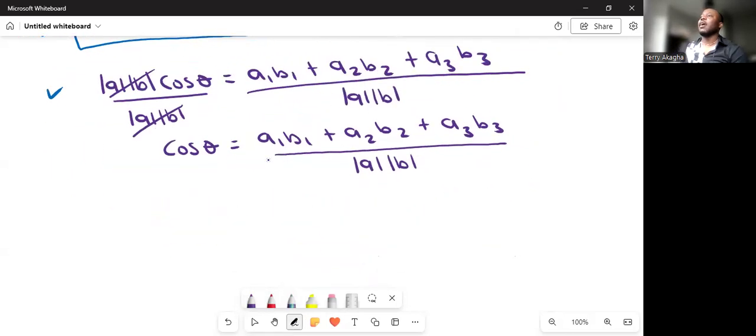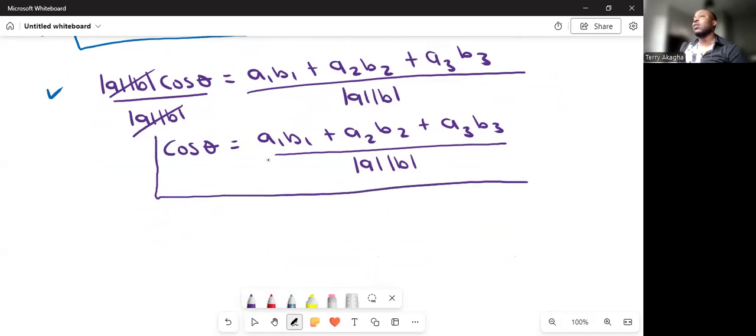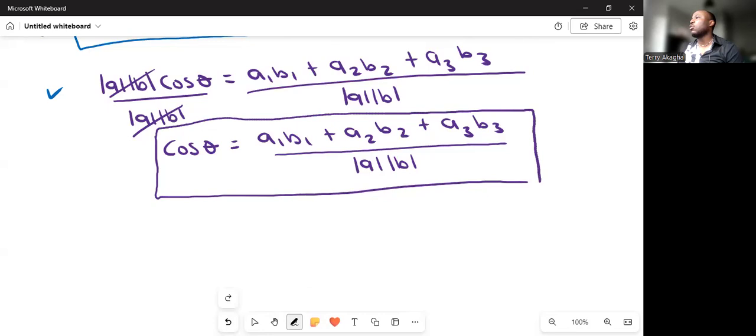Okay, so you can see we already have another formula to get the cos of the angle, if the question asks you to get the cos of the angle between the two vectors.